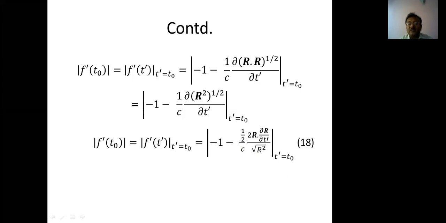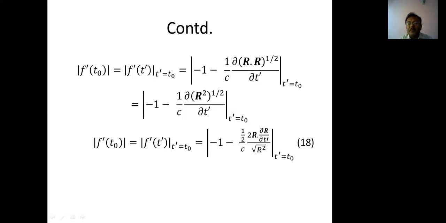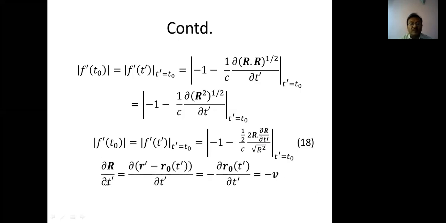So from equation 18, you can cancel 2 and 2 there, and you will have 1 by c r there, and in the numerator vector r dot dou r by dou t prime. Everything is evaluated here at t prime equals t naught, and you know that dou r by dou t prime, that we have already proved last week, is nothing but -b. Because this is a function of t prime and only t prime, dou by dou t prime of this will be 0, and we will be left with minus dou r naught by dou t prime of t prime, and that is nothing but -b.